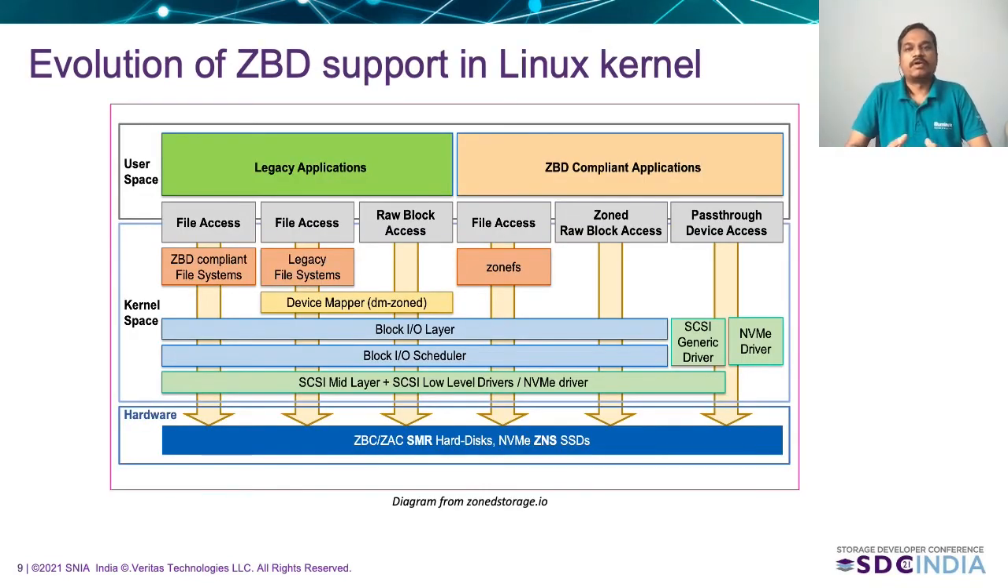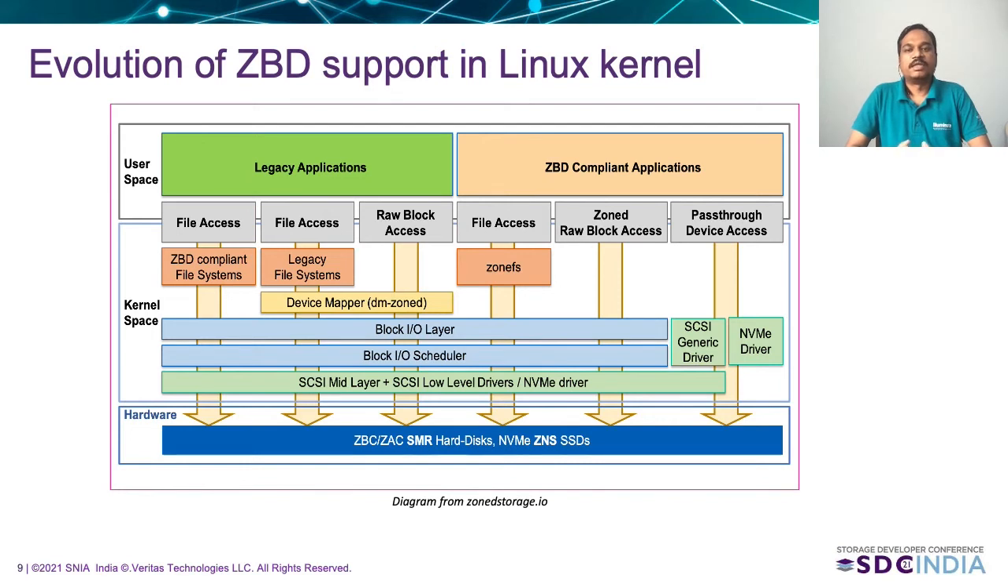This is an overall picture of the zone block device support in the Linux kernel. This diagram is divided into two parts in terms of application. To run legacy applications, we have three layers: zone block device compliant file system, legacy file system, and raw block access through DM zone. A legacy application can submit any type of write to the underlying layer, but the underlying layer converts those writes into sequential writes. Let's talk about the layers through which the legacy application performs the I/O.